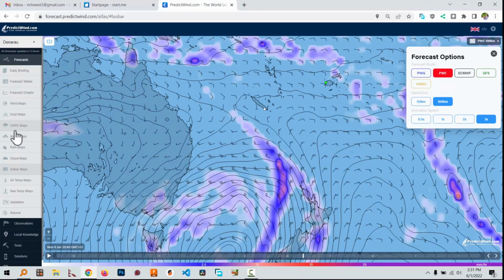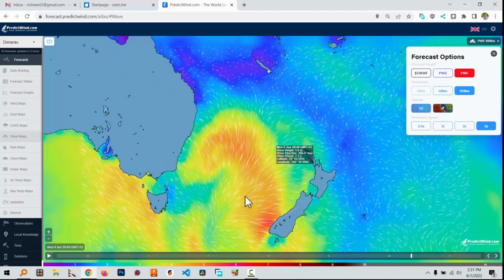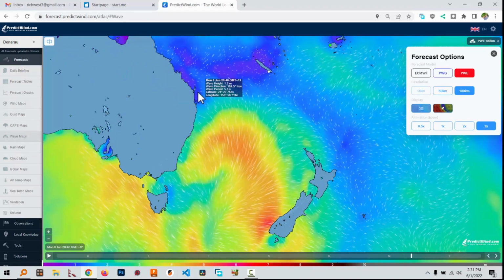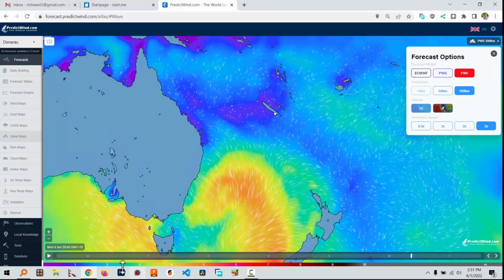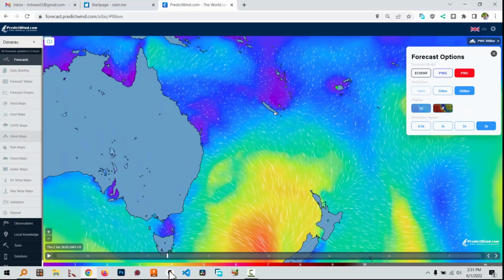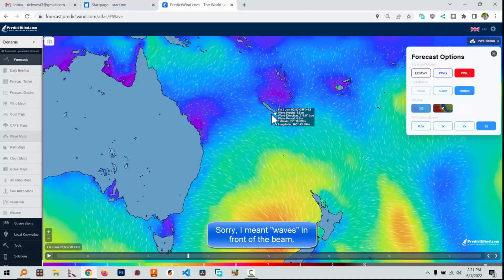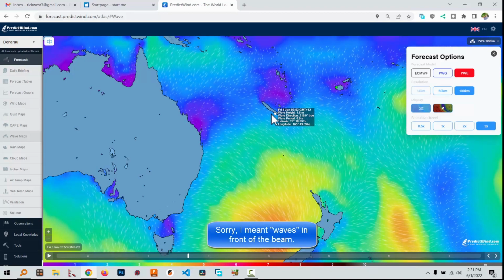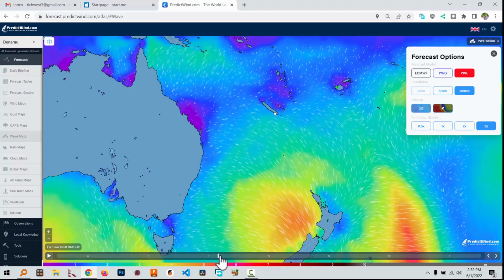Let's go ahead and look at the seas, wave maps. There's a big low down here off New Zealand, and that's probably generating some seas coming up into our route. So let's take a look at that. If we were to leave Thursday, okay, we have winds kind of in front of the beam, 1.6 meters at 8.9 seconds. That's not terrible. Let's see what happens.